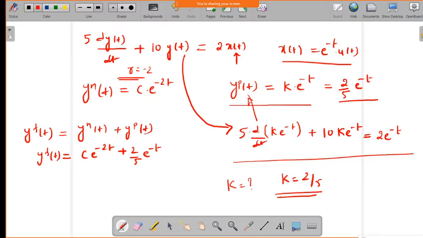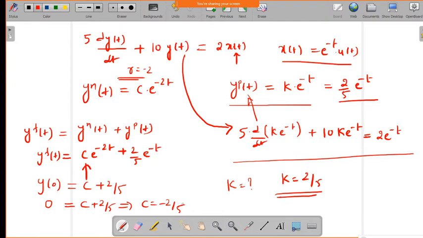So, now assume the initial conditions are 0 to find out the value of c. Okay. So, now put t equal to 0 in the above equation. So, what you will get? You will get c plus 2 by 5. So, what is the value of c? Assume the initial condition 0, c plus 2 by 5. So, this will give c as minus 2 by 5.